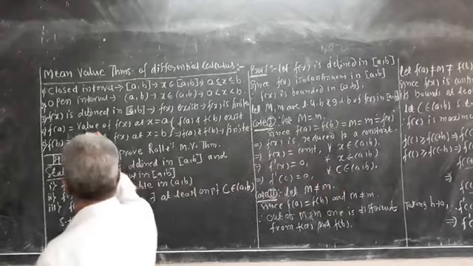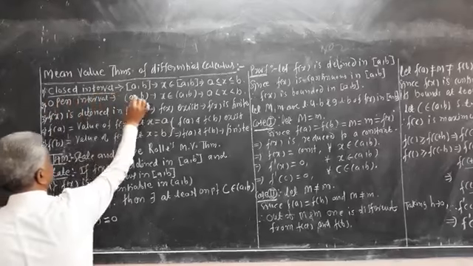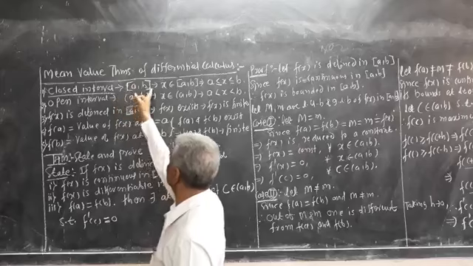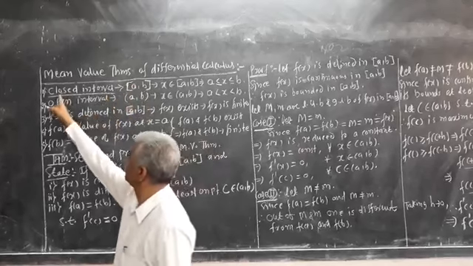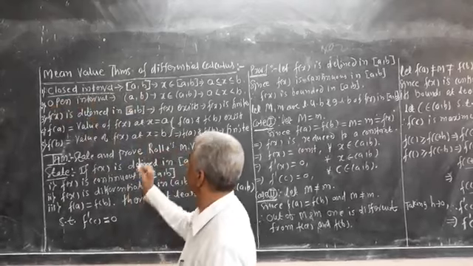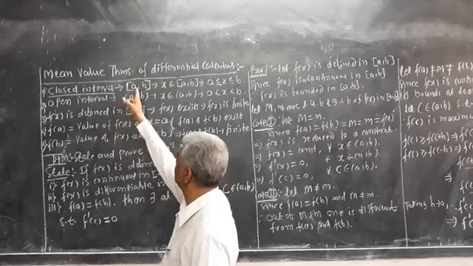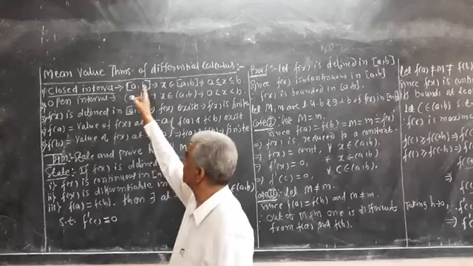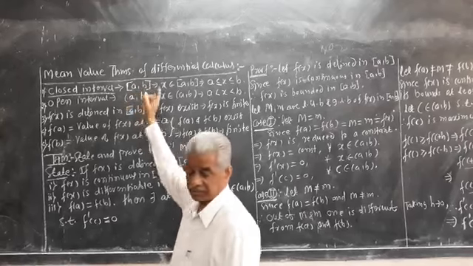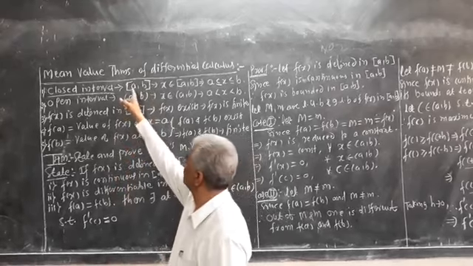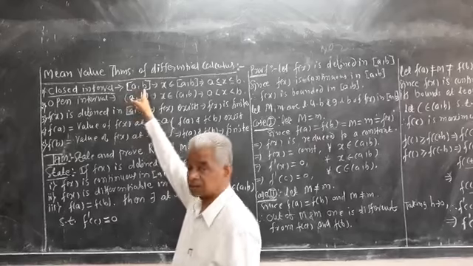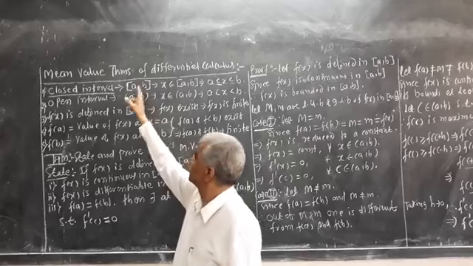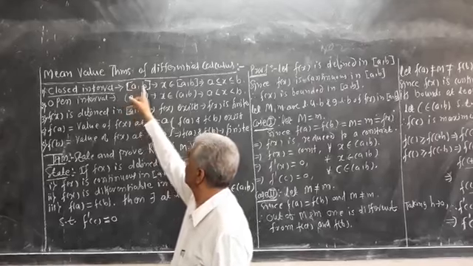The closed interval is denoted by this notation, which represents the closed interval of A and B, in which A is called the starting point of the interval and B is called the end point of the interval.